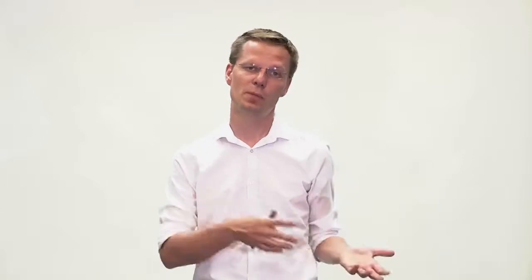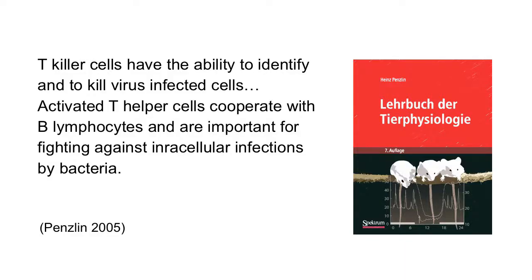After that, we had a look into university textbooks, because we thought, hey, perhaps for students in school it's okay to use analogies, it's okay to use metaphors. When it comes to communicating real science content, we have to take away the analogies. And here's a small excerpt from an undergraduate textbook, and this is saying, "T killer cells have the ability to identify and to kill virus-infected cells. Activated T helper cells cooperate with B lymphocytes and are important to fight against intracellular infections by bacteria."